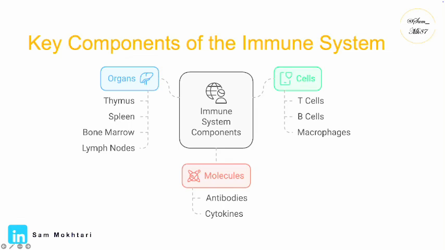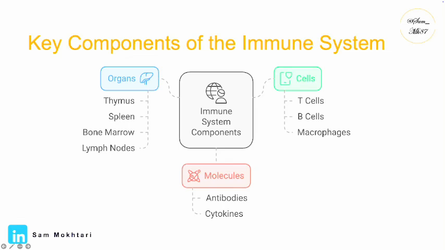We also have cells, which are the soldiers and cleanup crew. We have T cells and B cells, which serve as the specialized soldiers, expertly trained to identify any attack and target a specific invader with very good precision. We also have macrophages, which act as the janitors of the battlefield, cleaning debris after the battle and also calling in reinforcements when the fight intensifies.